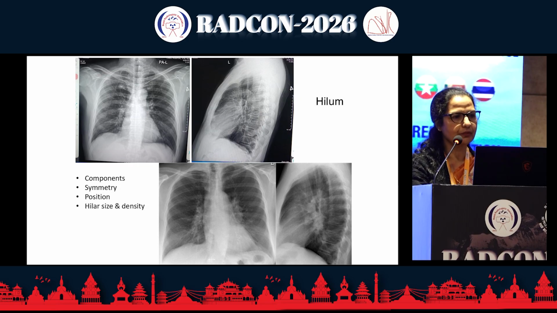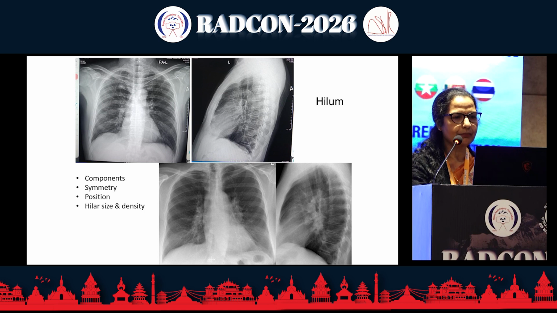Position may differ because of the position of the pulmonary arteries, and we check the size of the arteries to rule out any arterial hypertension. Usually the left hilum is higher in position compared to the right because of the position of the pulmonary arteries. The hilar size: there should always be concave lateral borders. The size should be similar on both sides, and density also should be similar. This is the normal frontal radiograph of bilateral hilum.